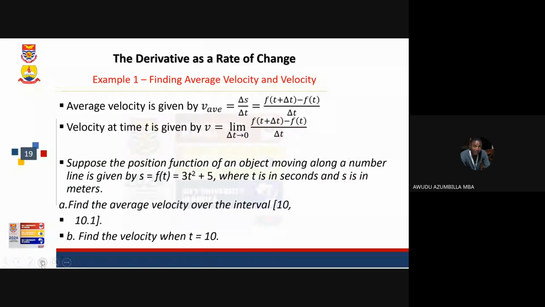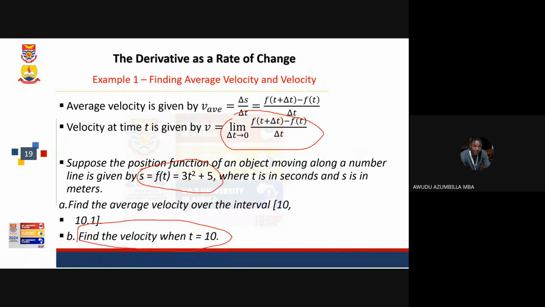Okay, so here I was saying that for the second one, they're asking you to find the velocity when time is equal to 10. So what you need to do is that we are going to differentiate the position function. We are going to use either this formula, or the formula that we used initially, or if you know how to differentiate, you use that formula and substitute the value of t there. So here we are going to differentiate with respect to t.